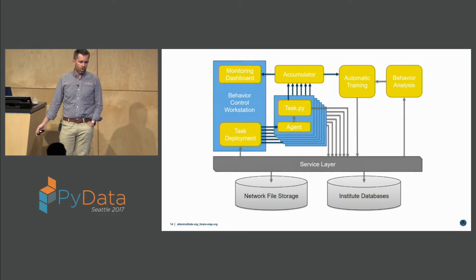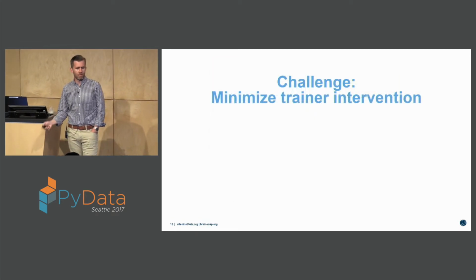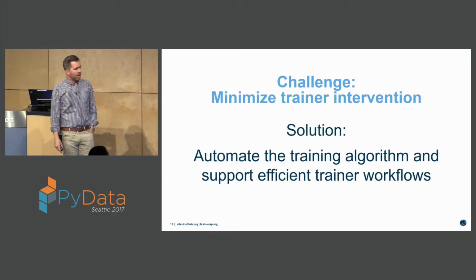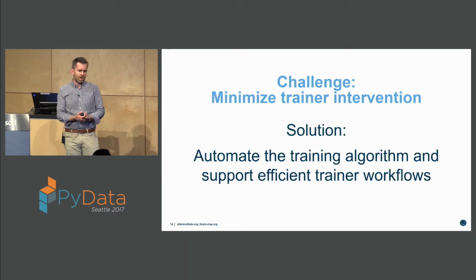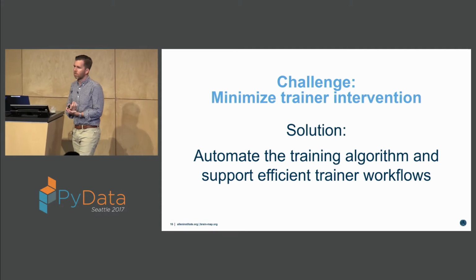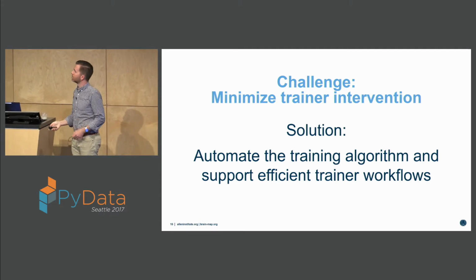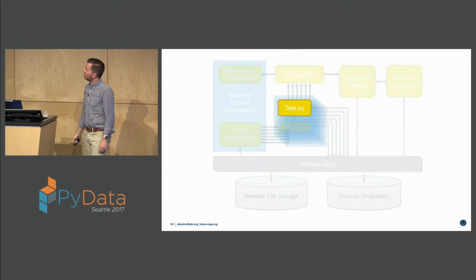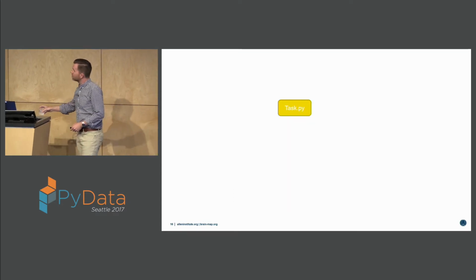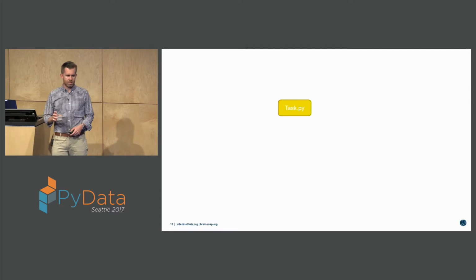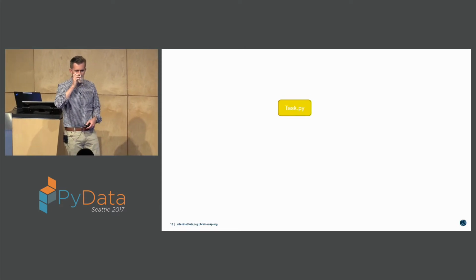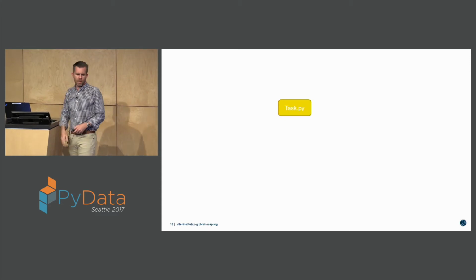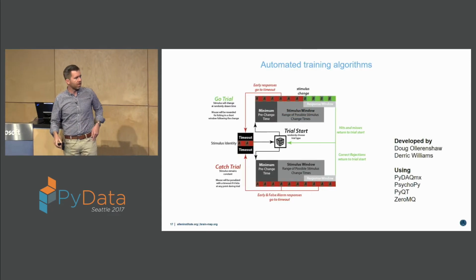So first, our first challenge is to minimize trainer intervention. And so our basic solution here is to automate our training algorithm and to be able to support efficient trainer workflows. So this all, first and foremost, gets drilled down into this one yellow box, which is our actual task. Our task is just a Python script that runs on a computer.